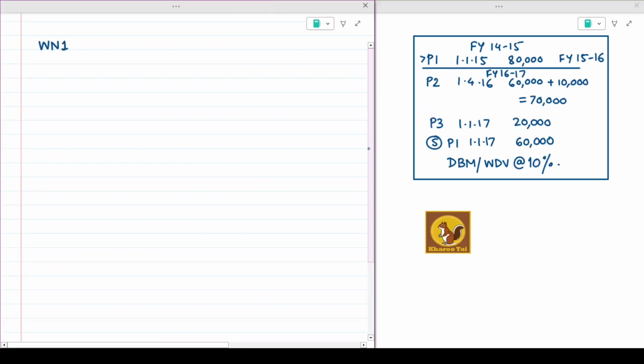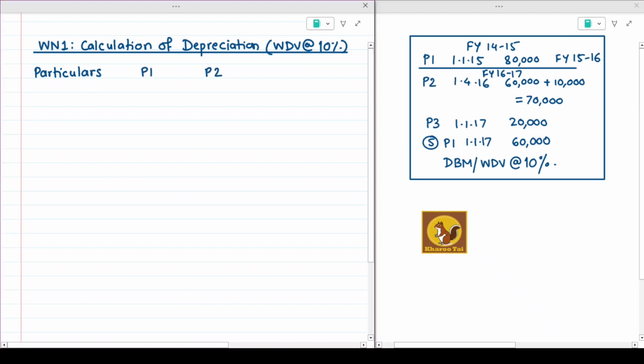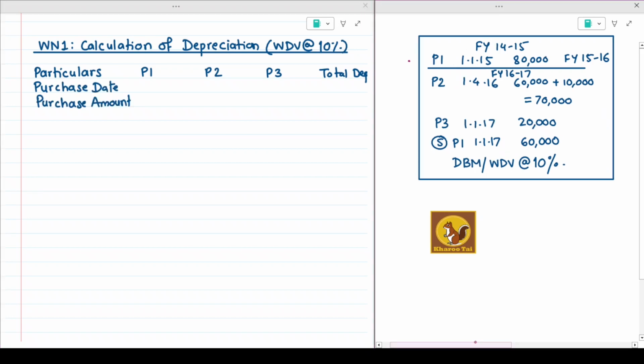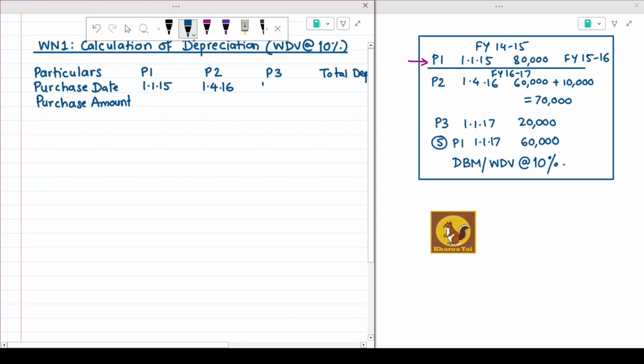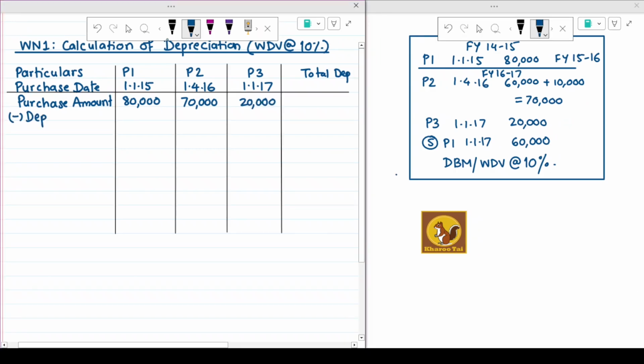Working note 1, calculation of depreciation. Method is WDV at the rate 10%. We need particulars, and we have purchased 3 plants, plant 1, plant 2 and plant 3, and total depreciation. Purchase date and purchase amount. Plant 1 was purchased on 1st January 2015. Plant 2 was purchased on 1st April 16 and plant 3 was purchased on 1st Jan 2017. The amount is 80,000, 70,000 and 20,000. Correct?